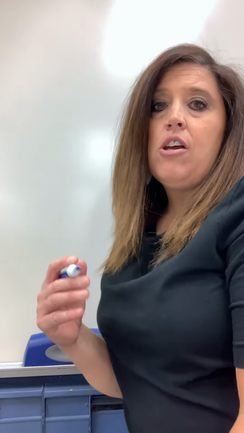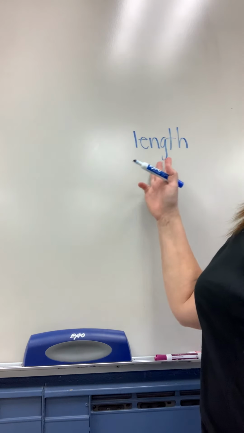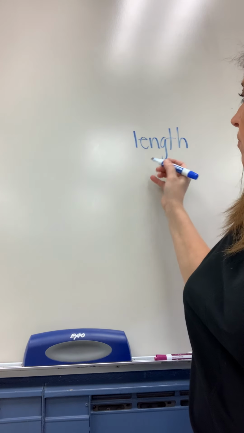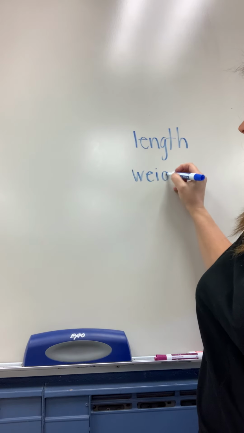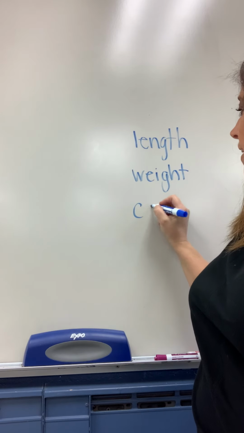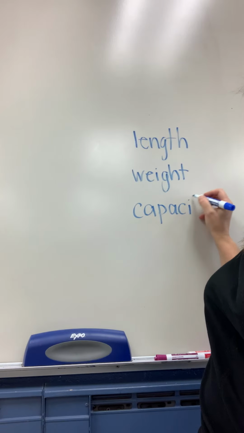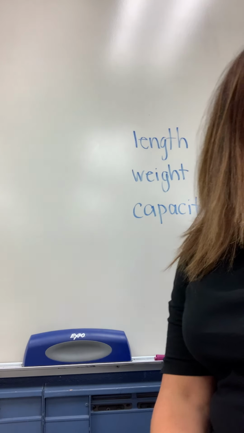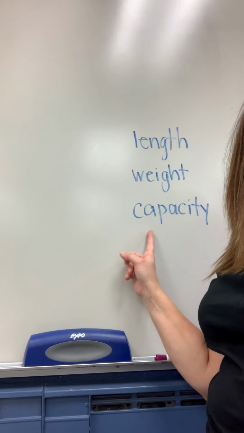So first of all, let's talk about the different types of measurement. We just mentioned that we have length. We can also measure things by how much they weigh and also by how much a container can hold, which would be capacity.